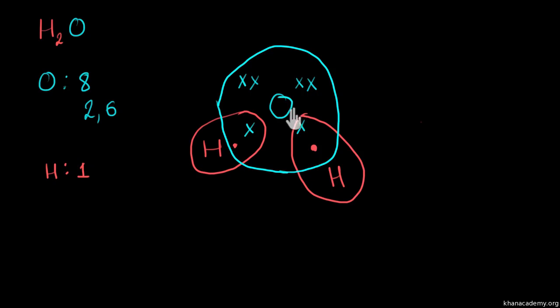So its octet is complete and it's stable, it's happy. So this is how a stable molecule of water exists in nature, by sharing of electrons. Oxygen shares one electron with one hydrogen atom.